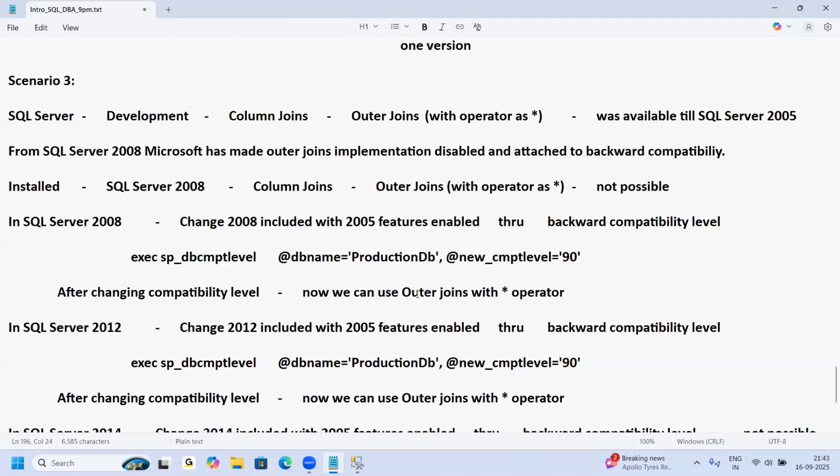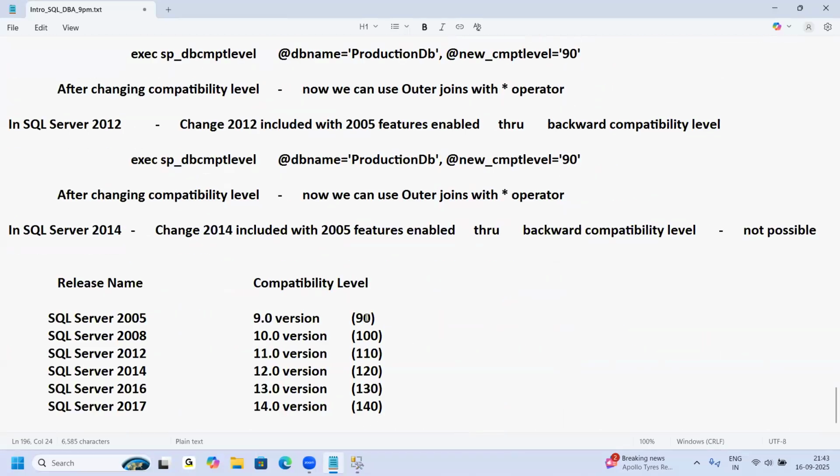So I have a doubt. Yes, go ahead. For the compatibility level, you said version 9.0, that's why we should put 90, right? Correct. We can't remember everything, right? Is there any command to get what version we are working with, what the compatible level is? That is what we have.